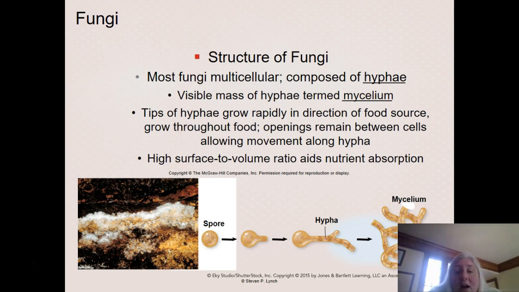So fungi are multicellular, or I should say most fungi are multicellular. The yeasts are unicellular fungi, and Saccharomyces cerevisiae is a yeast, so that's a unicellular organism. Multicellular fungi contain structures called hyphae. The hyphae grow out and towards a food source, and when you have a mass of hyphae together, that's known as the mycelium. And the more mycelium that are produced, the more food or nutrients that can be absorbed by the fungi.